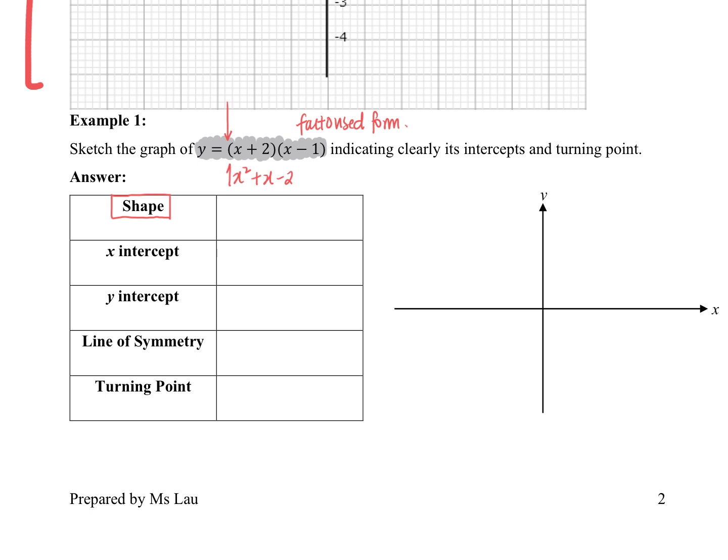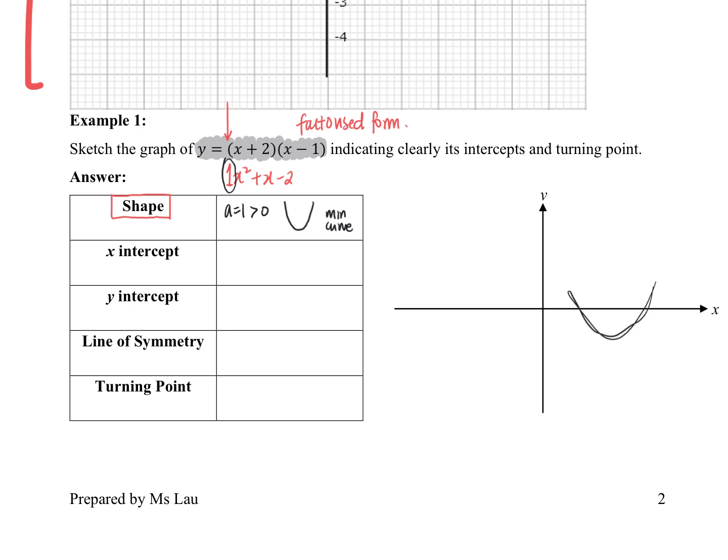So the coefficient in front of your x squared will determine whether it is positive or negative. So in this case, you know it's positive 1. So since your a value is 1, which is positive, you know you are happy. The shape of your graph is a minimum curve. So you know the shape is a minimum curve. So like all factorized form, you find x-intercepts first.